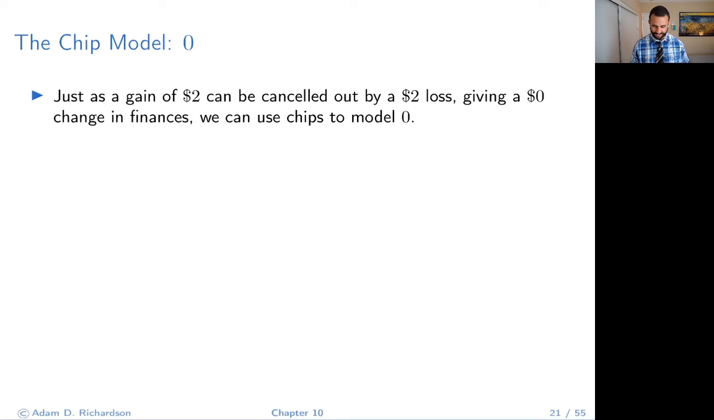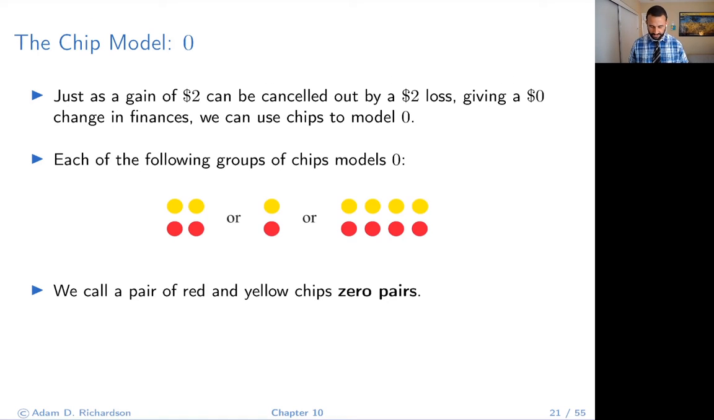Okay, so now let's talk about zero. This is what's really interesting about this model. A gain of $2 can be canceled out by a $2 loss, and that gives you a $0 change in finances. And we can model that with our chips. And it's really, really straightforward. So here, each one of these pictures is modeling the number zero. So this right here, there you go, that's zero.